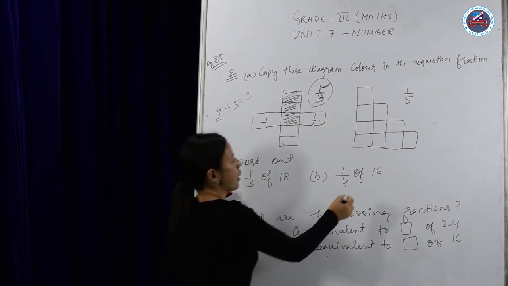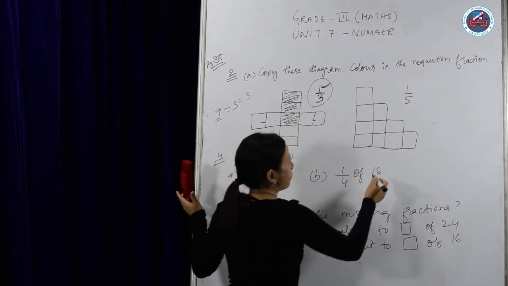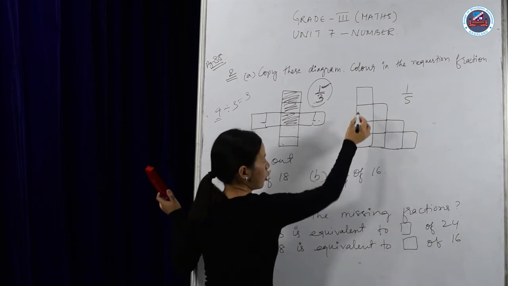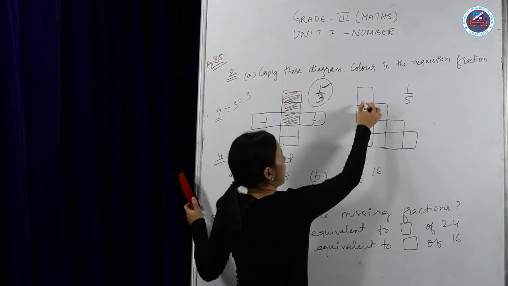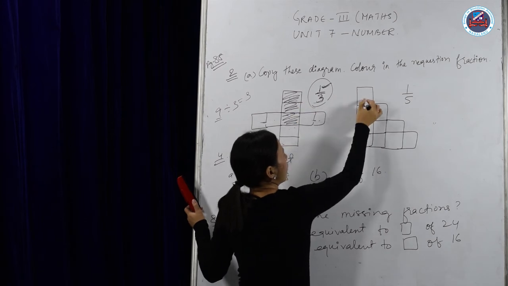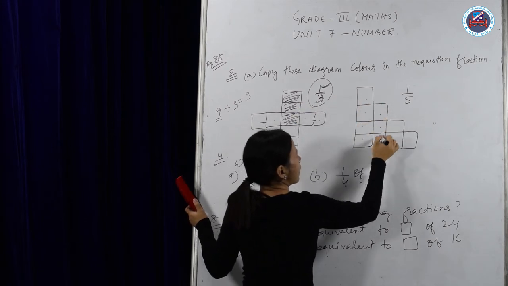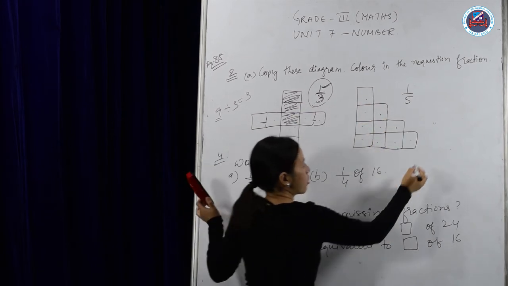Okay, now we have here 1 by 5. So the bottom number is 5, so it should be 5 parts, but here we have more than 5 parts, right? So let's count, same again, like how we did here. 1, 2, 3, 4, 5, 6, 7, 8, 9, 10. So we have 10 parts altogether.